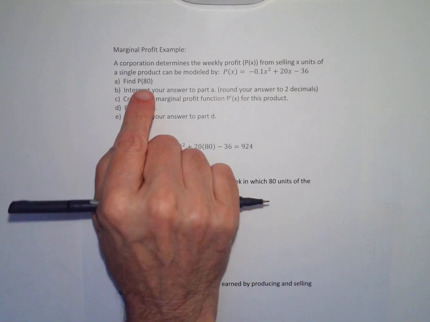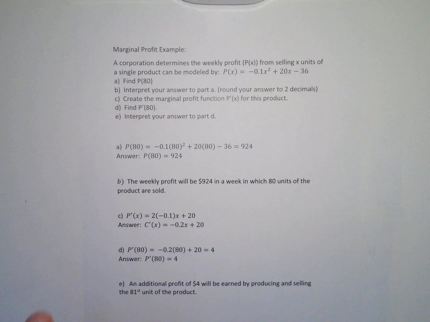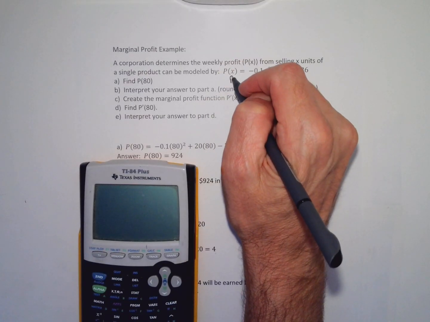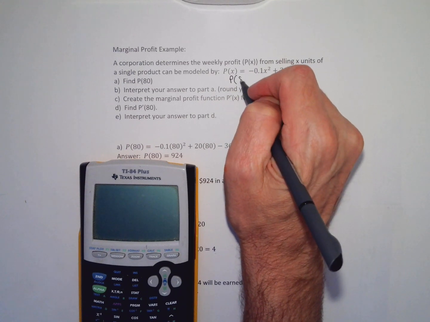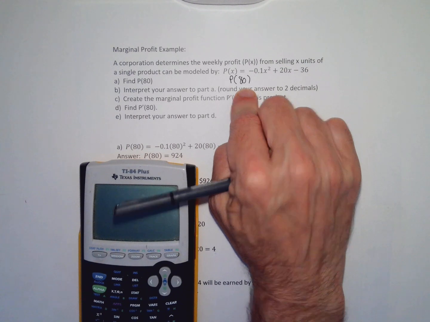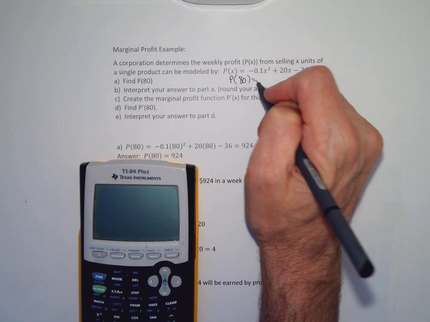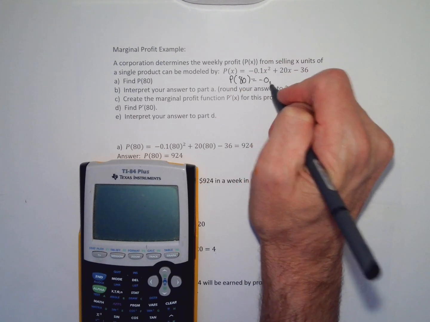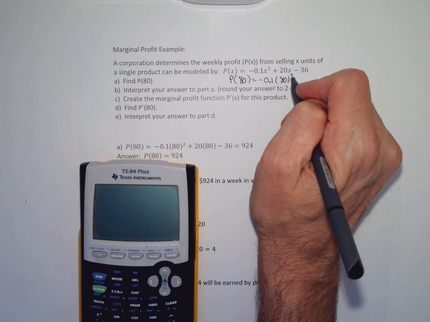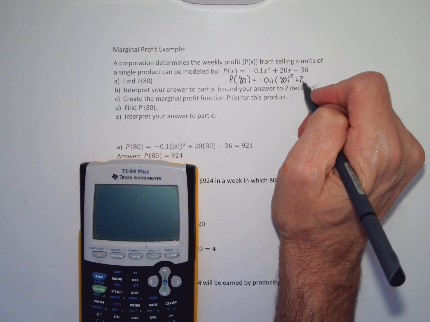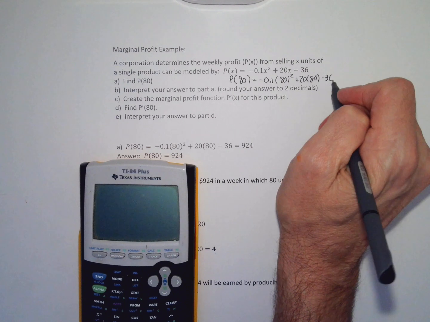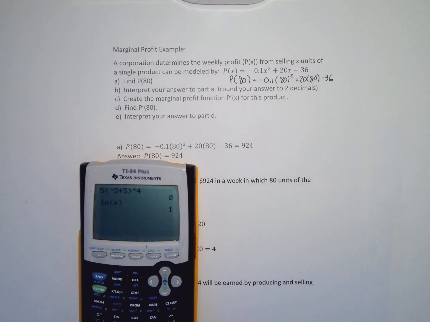So first it says find P of 80. That's just plugging 80 into the profit function. So P of 80, P means profit, 80 means 80 units of this product. The profit from selling 80 units of this product is negative 0.1 times 80 squared plus 20 times 80 minus 36. So first I'm going to get the number, then I'm going to write what it means.